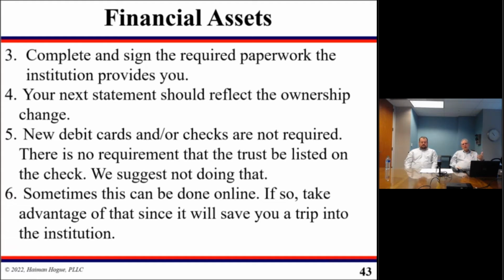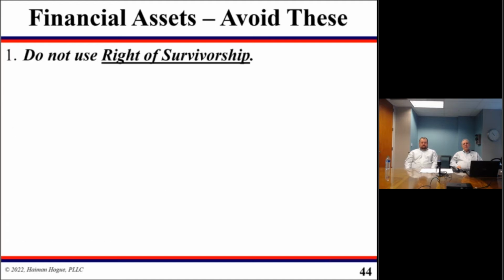to make sure that things that automatically come in and out are taken care of, and they contact them. I won't mention their names, but they should not be doing that, but that'll discourage them. Do not use right of survivorship.